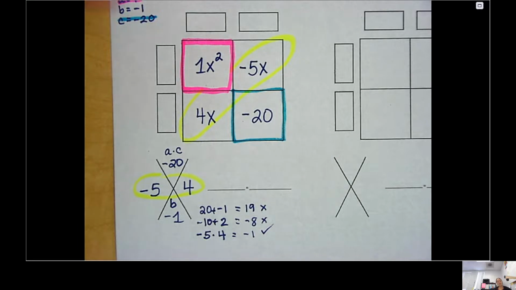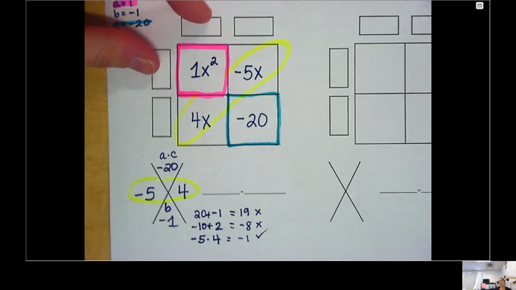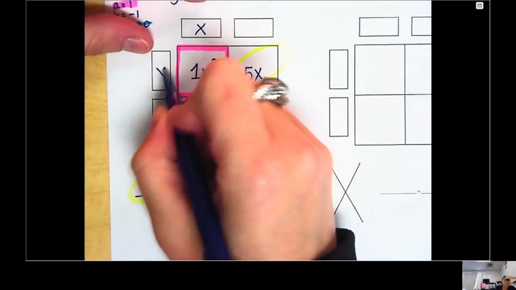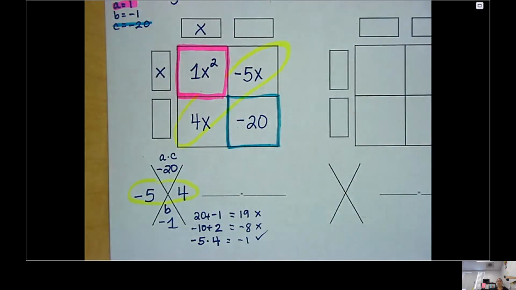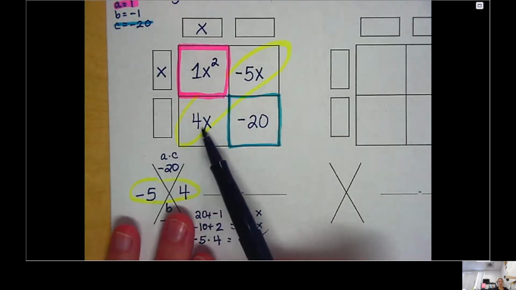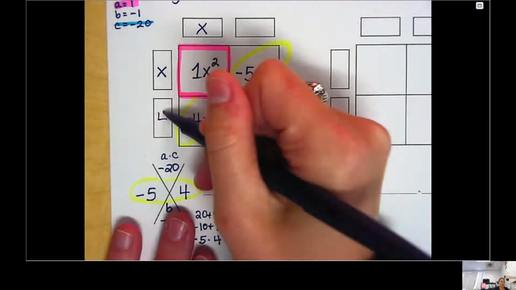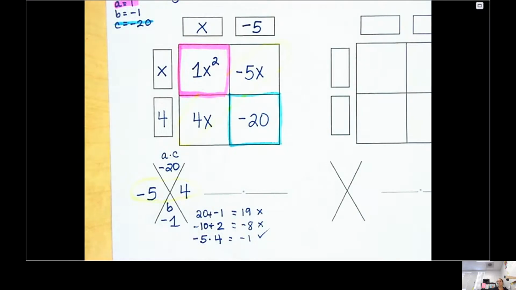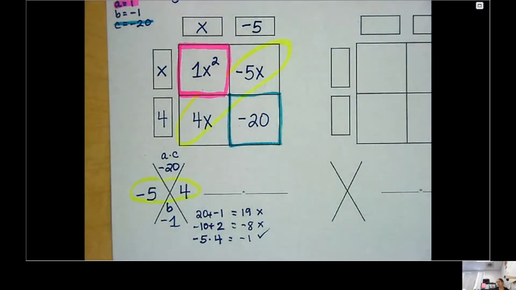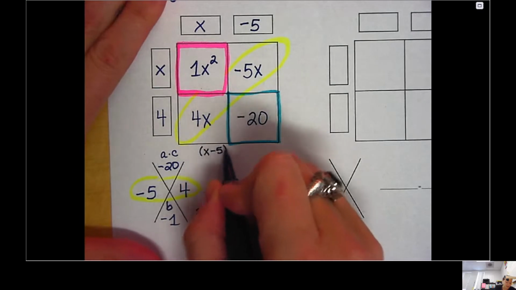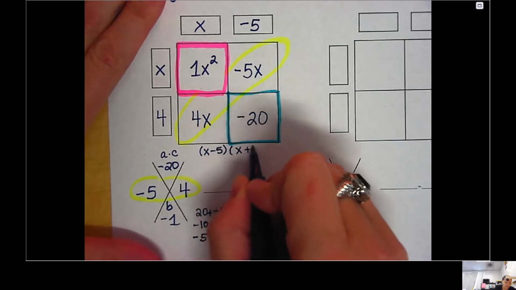So this first one right here should be easy. What times what gives you 1? Yeah, x and x. And the other two should probably be pretty easy now too. x times what gives you 4x? Look at that. Easy peasy. Okay, so your factors are x minus 5 and x plus 4.